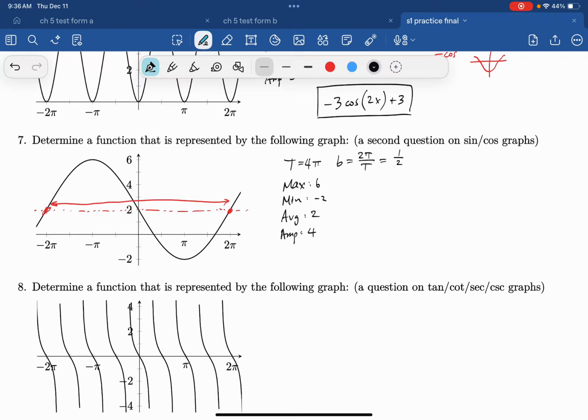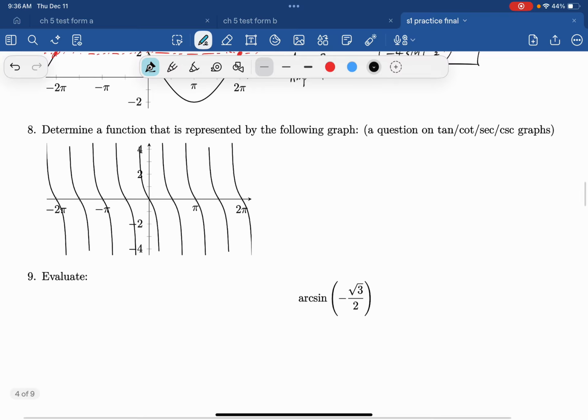And this is a negative sine graph, right? And so our answer is going to be -4 sine of b times x, which is 1/2 x, or x over 2, plus our average, so plus 2. That's our answer. Once again, your answer also could have been a shifted version of some other trig function, but in that case, it's still correct, but just check your answer using some graphing calculator.